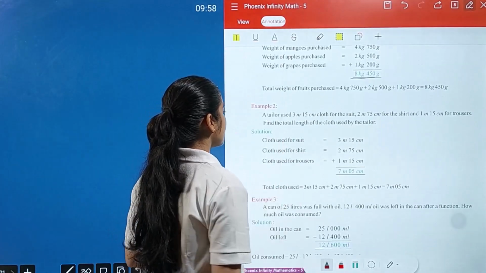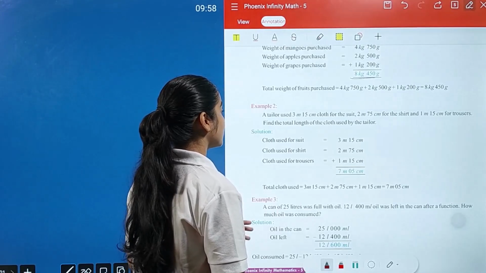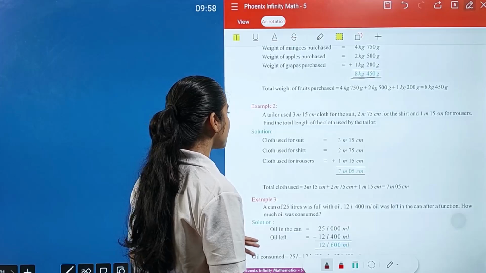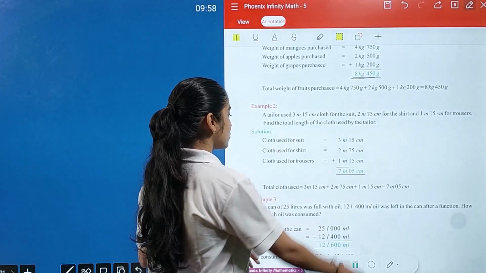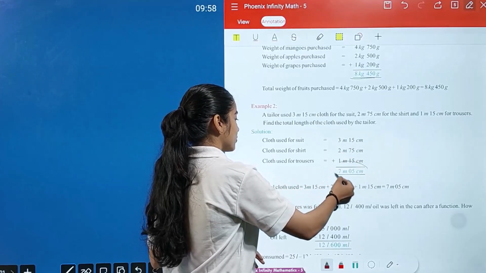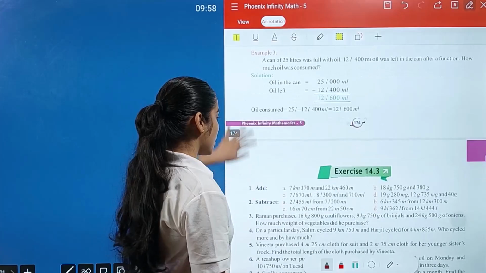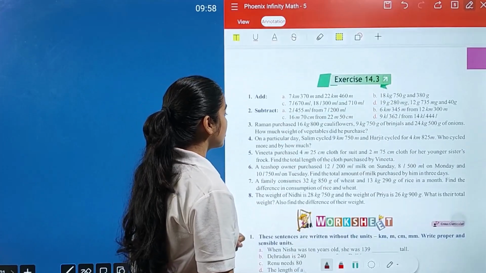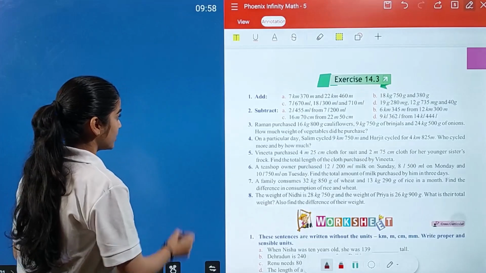A tailor used 3 meter 15 centimeter cloth for the suit, 2 meter 75 centimeter for the shirt and 1 meter 15 centimeter for trousers. Find the total length of the cloth used by the tailor. So you have to add them together and you will get your answer 7 meter 5 centimeter. Okay. So now we have our exercise. Add 7 kilometer 3 centimeter and 220 kilometer 460 kilometer.